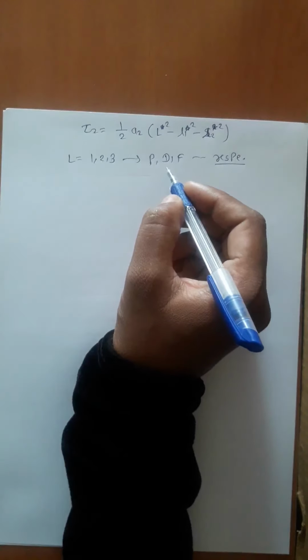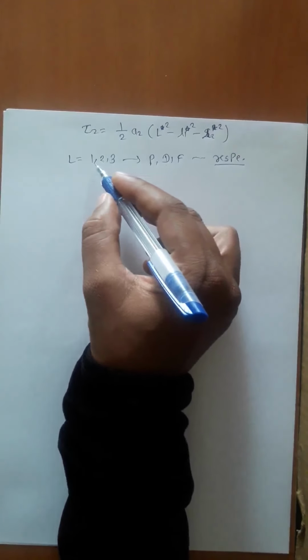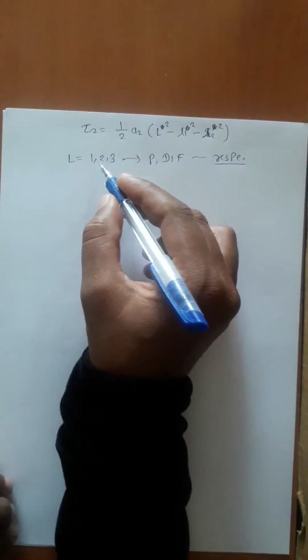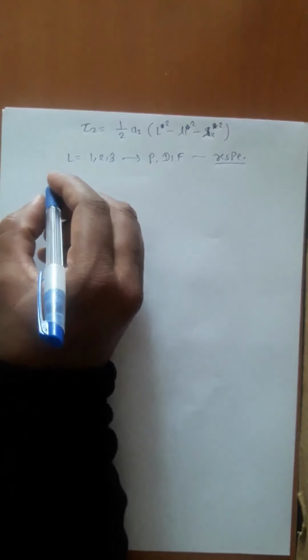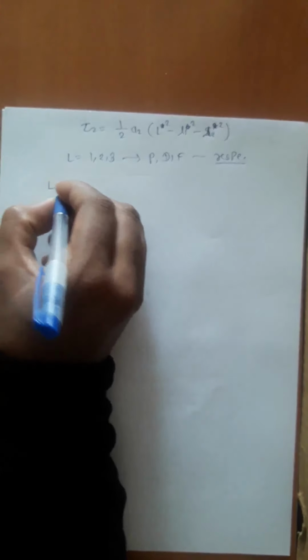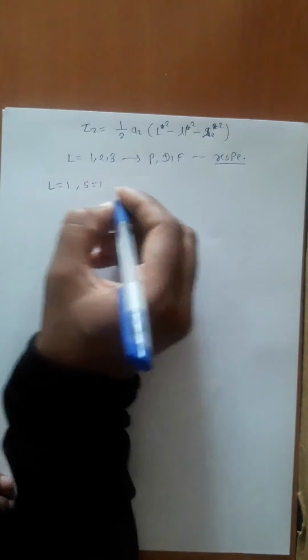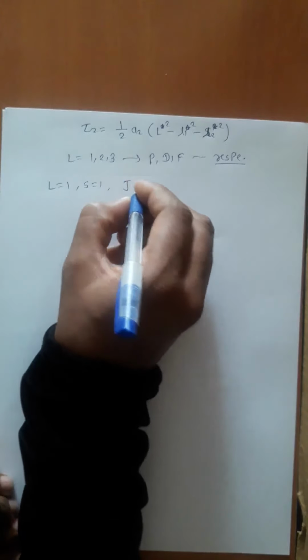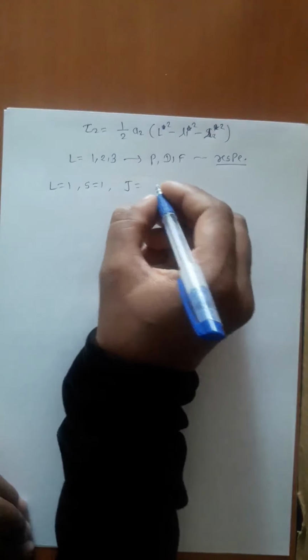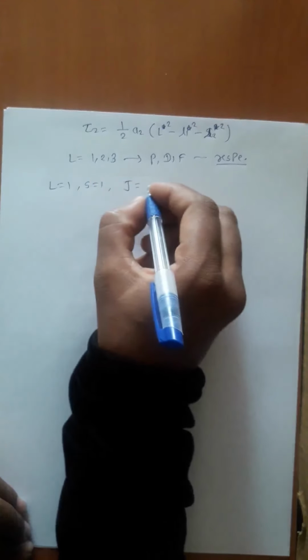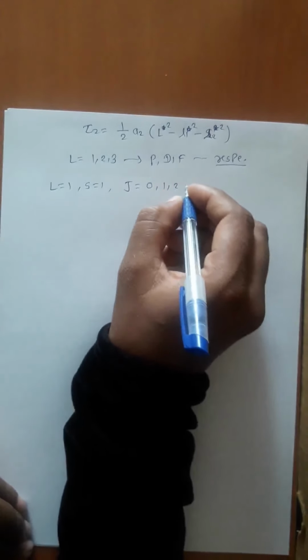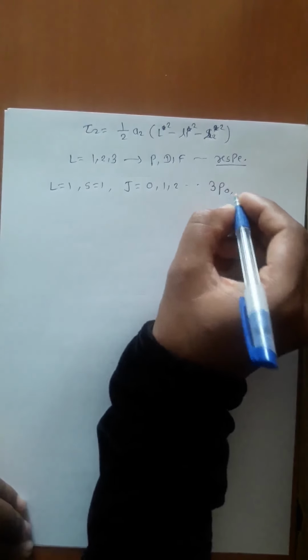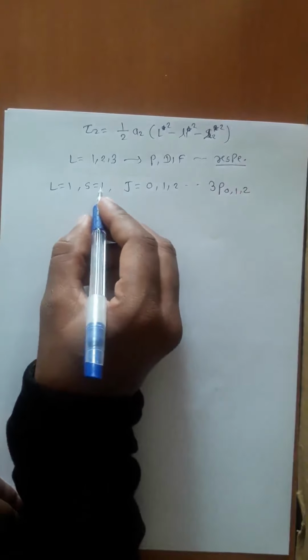Now for L is equal to 1 and S is equal to 1, there are 3 J values. J is equal to L minus S to L plus S: 0, 1 and 2. Therefore this state is 3P, 0, 1 and 2. S is equal to 1, therefore multiplicity is 3.